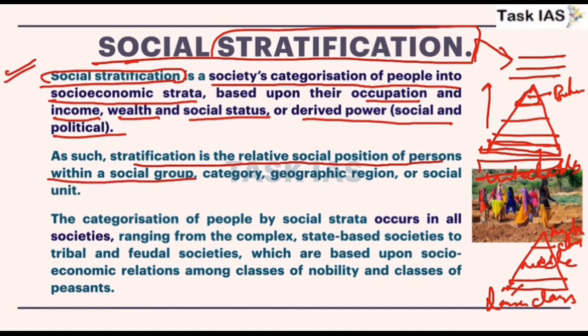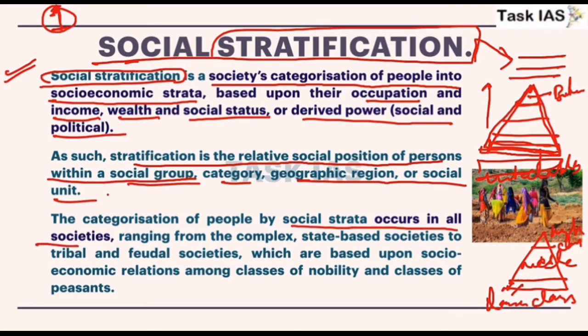So of course this is a social phenomenon, because if there is only one individual, how can we arrange it hierarchically? It is a social phenomenon, and secondly it is legitimized by that society, and it is of course the relative position of higher and lower in that particular categorization. Within a social group, category, geographical region, or social unit, the categorization of people by social strata occurs in all societies, ranging from complex state-based society to tribal and feudal society.